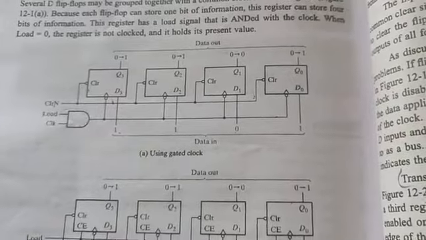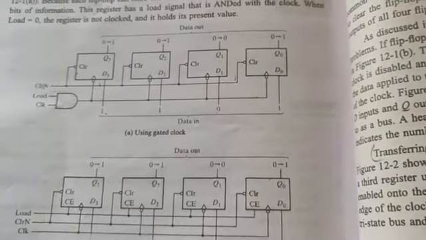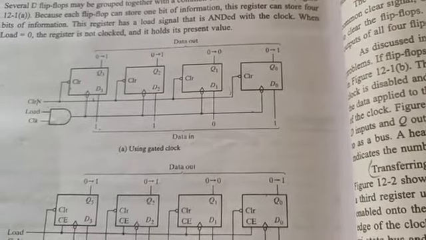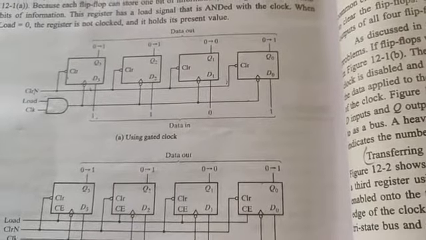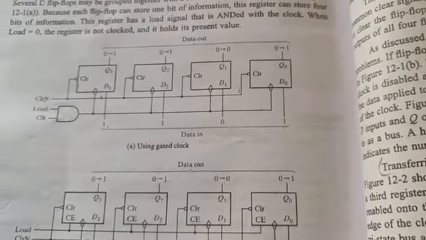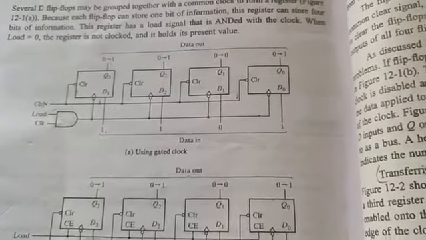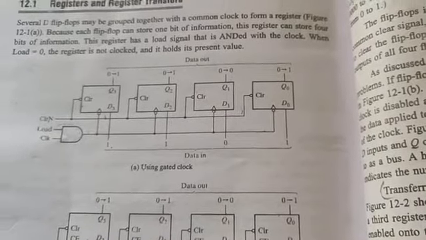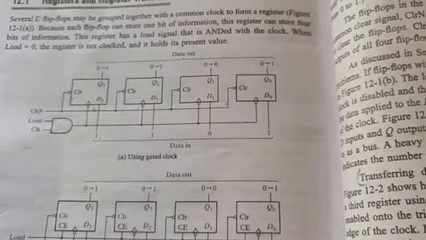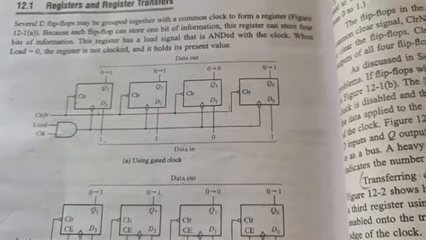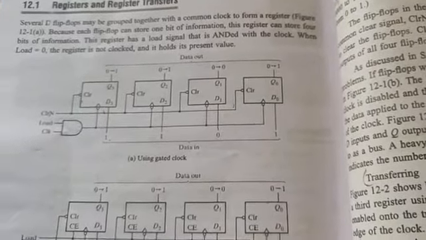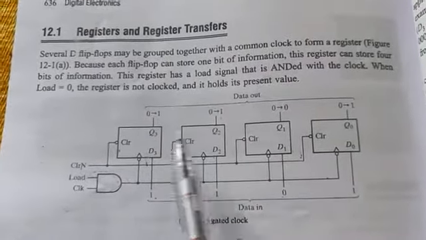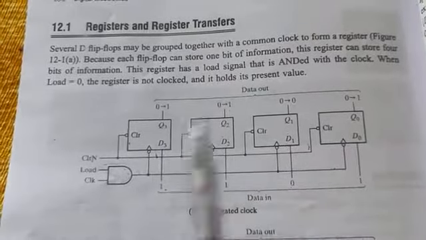We have 4 types of flip-flops: D, SR, JK, and T. You can't use a combination of flip-flops, like 2 D flip-flops, 2 JK, 1 SR, 1 T. That's not possible. Either you use all D flip-flops, or all T flip-flops, or all JK, or all SR flip-flops. You're supposed to use one type of flip-flop. Here they used D flip-flops. We have used 4 flip-flops: D0, D1, D2, D3.